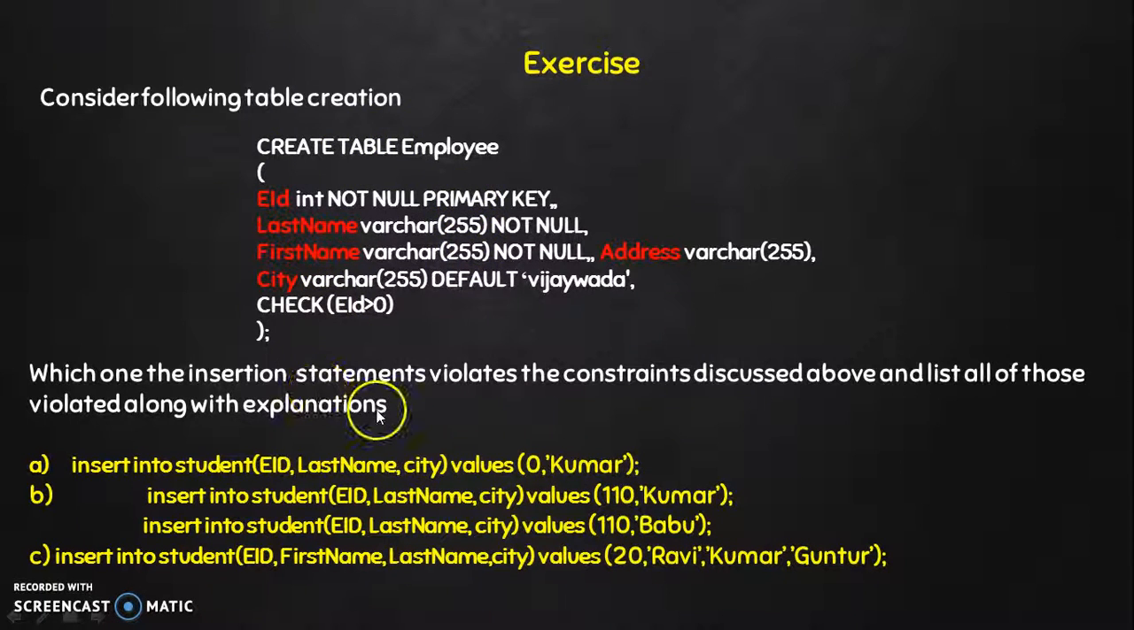Now the question is, we have taken 4 different insertion statements. You have to write which of the insertion statements are violating the constraints, and which of the insertion statements are not violating the constraints. If a particular insertion violates the constraints which we have mentioned here, please write about all those violations.